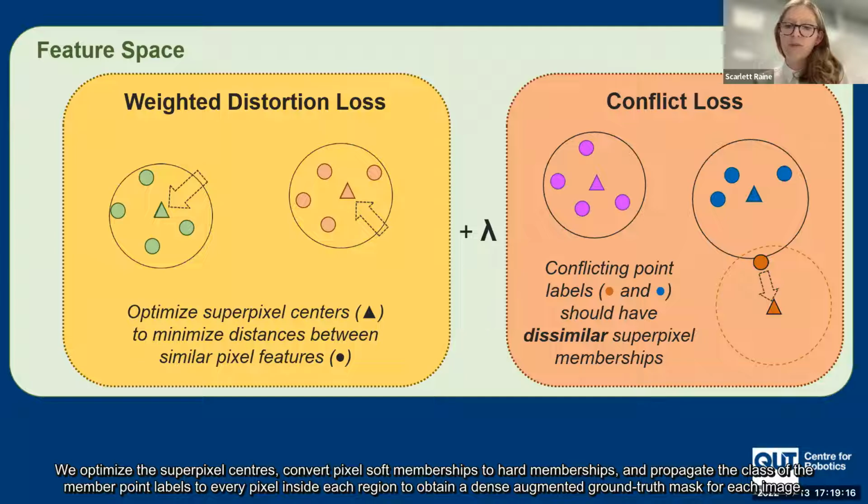We optimize the superpixel centers, convert pixel soft memberships to hard memberships, and propagate the class of the member point labels to every pixel inside each region to obtain a dense pixel-wise augmented ground truth mask for each image.